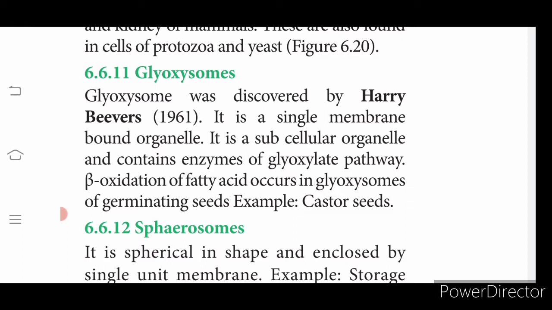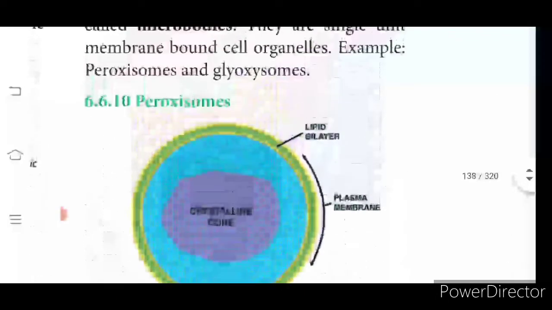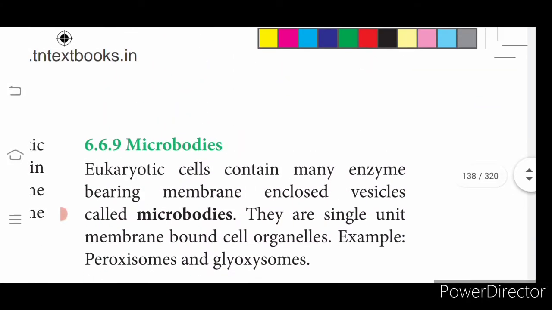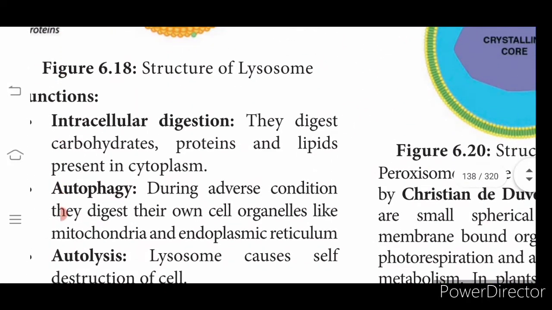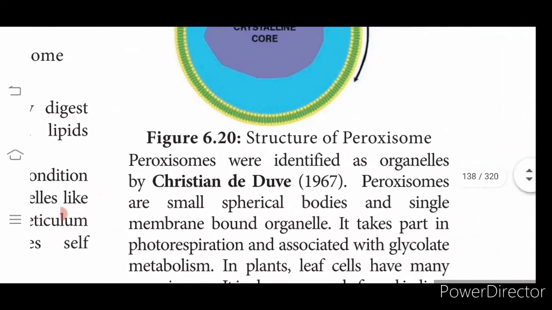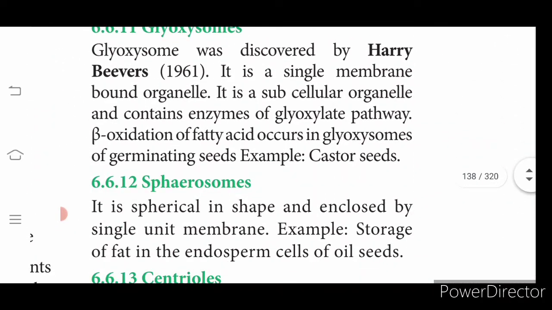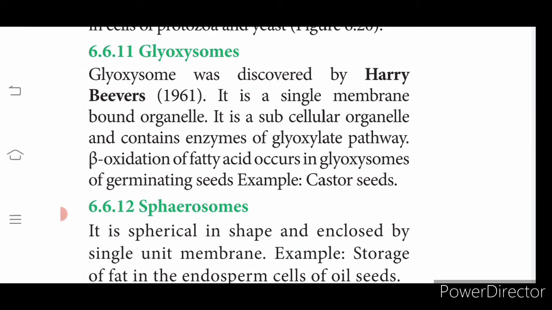So far we have learnt about the other small organelles, that is peroxisomes, microbodies, and also lysosomes, endoplasmic reticulum, Golgi complex, etc. This glyoxysome is a single membrane bound organelle. It contains the enzymes of the glyoxylate pathway, that is beta oxidation of fatty acid that occurs in the glyoxysome of germinating seed. So the germinating seed should undergo the process of beta oxidation.